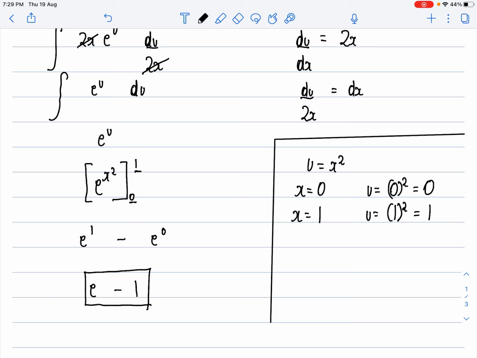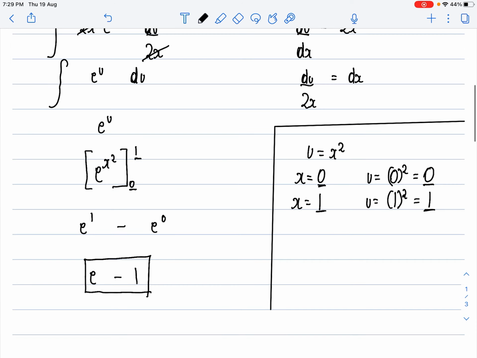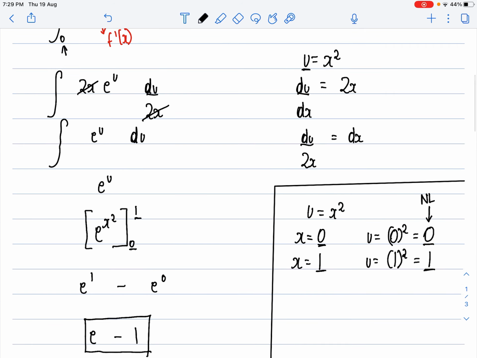In this case, as you can see, your x and u limits are the same, but in some cases they are different, which we'll even do in the example below. Once you get these new limits, you can simply, in the step where you're integrating, write 0 and 1 here.